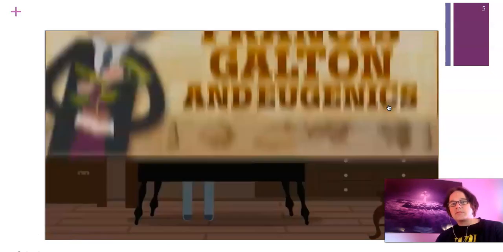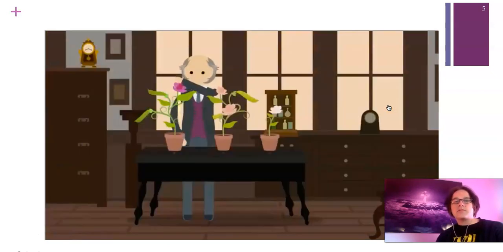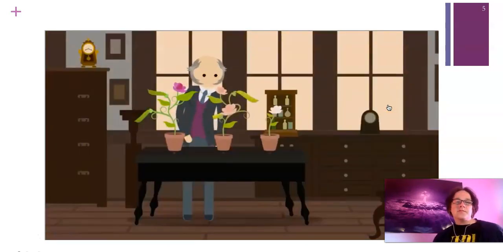Galton also started breeding sweet peas, comparing the sizes of the offspring of different seeds.